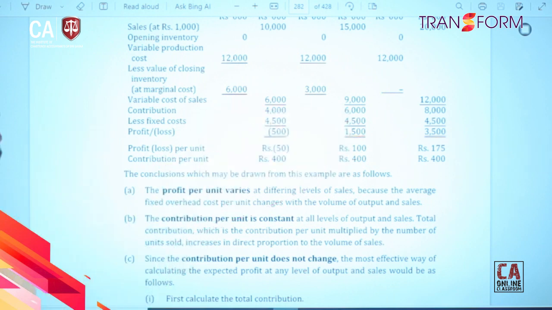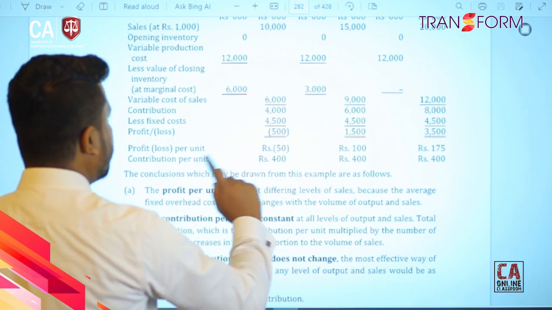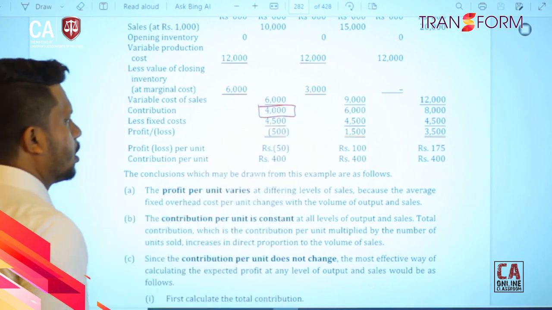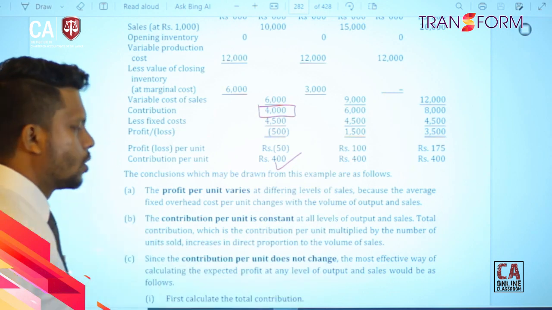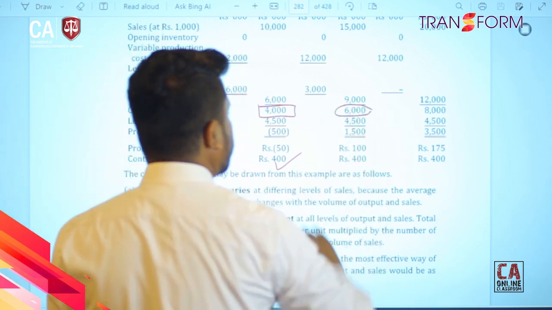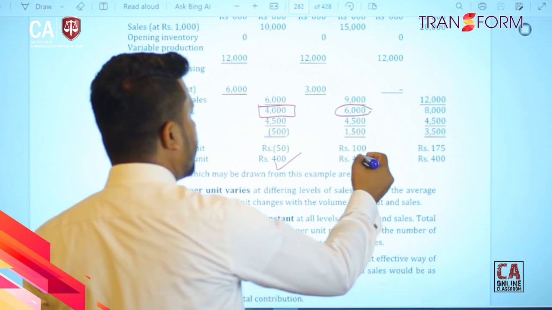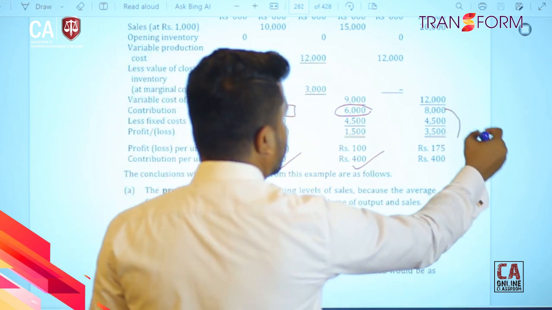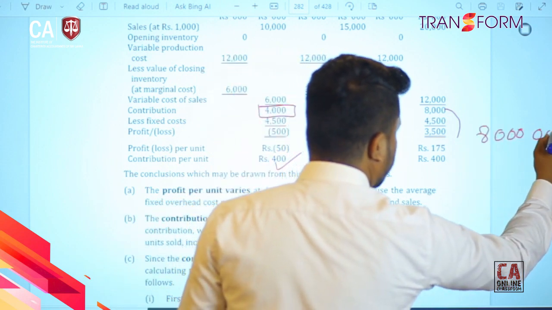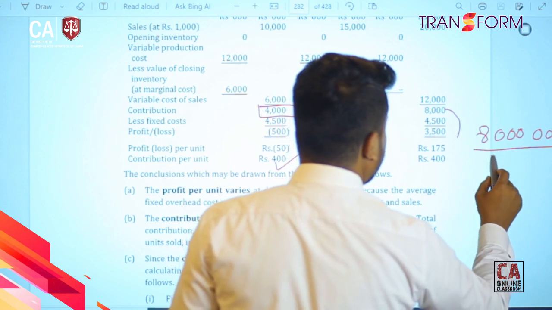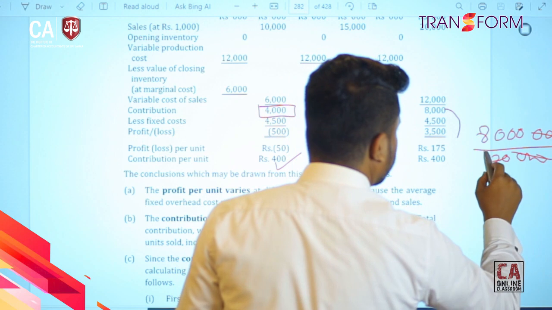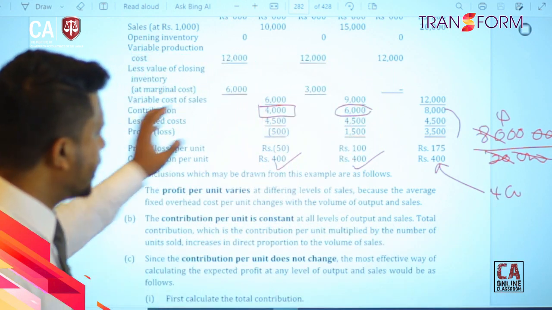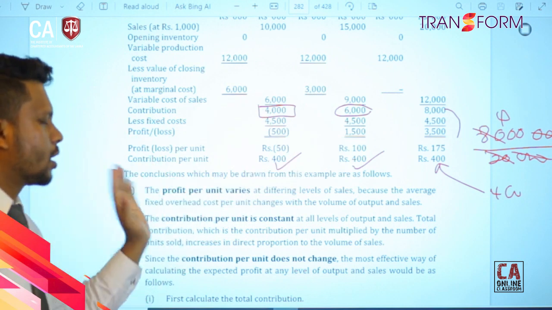With that understanding, you can calculate the contribution per unit. Then what you need to take? You need to take the contribution. First, you have the 4000 contribution divided by 10,000. You have 400. Here, you have 6000 contribution divided by 15,000. You have 400. Here, you have 8000, which means you need to take 8 million divided by 20,000. Again 400. So that means you can identify the contribution per unit is equal.